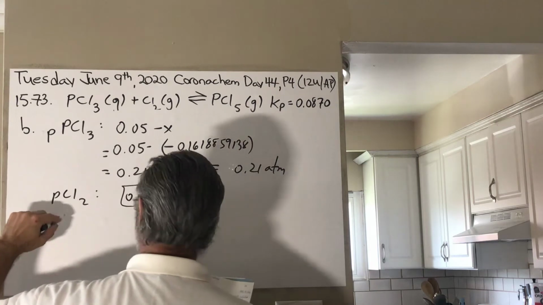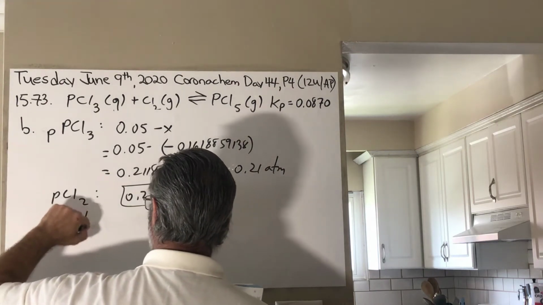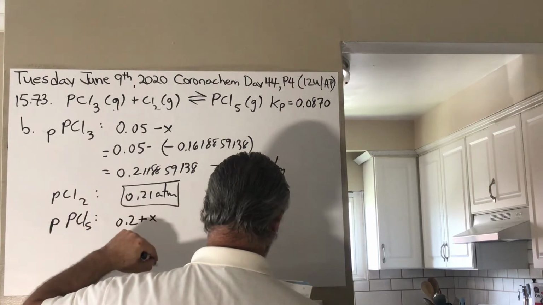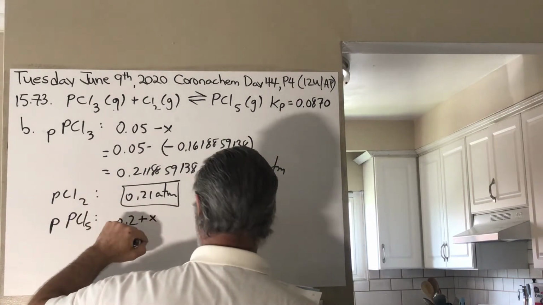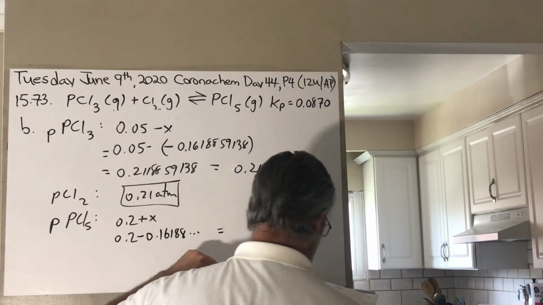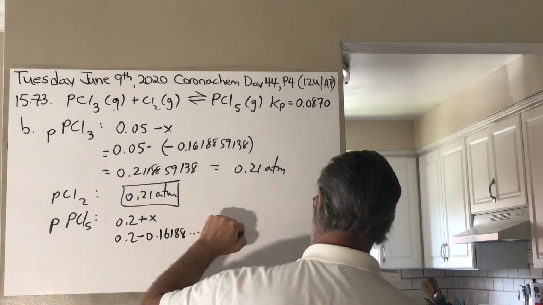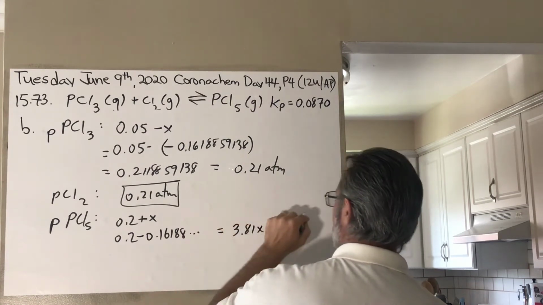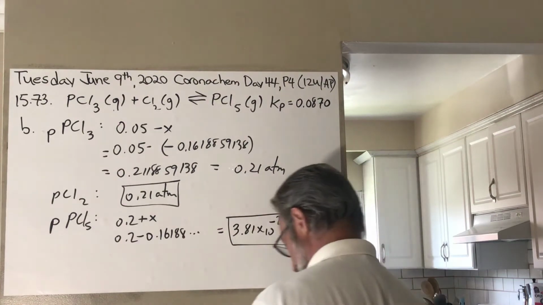And then the partial pressure of PCl5 is going to be 0.2 plus x, but x is negative, so it's going to be 0.2 minus 0.16188, etc., which is going to give you 3.81 times 10 to the minus 2 atmospheres at equilibrium with the correct number of significant figures.